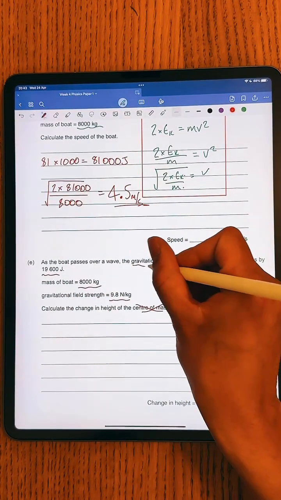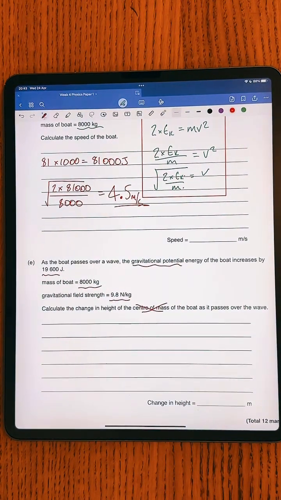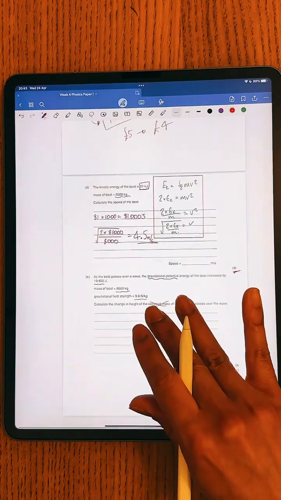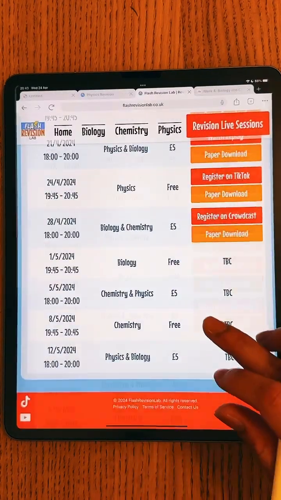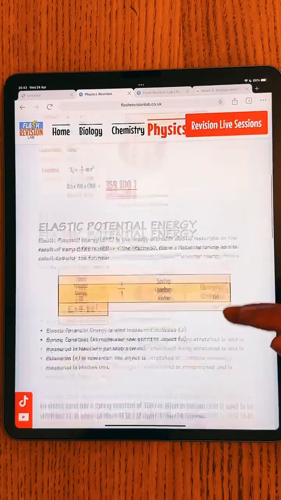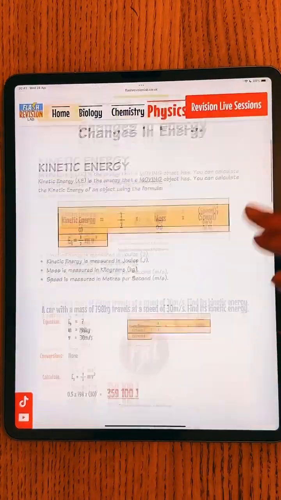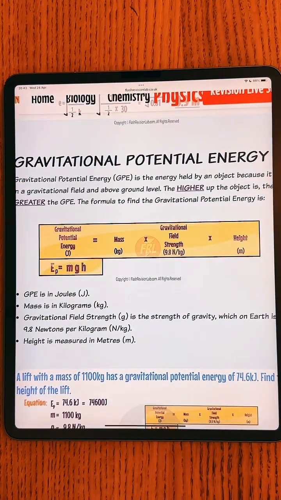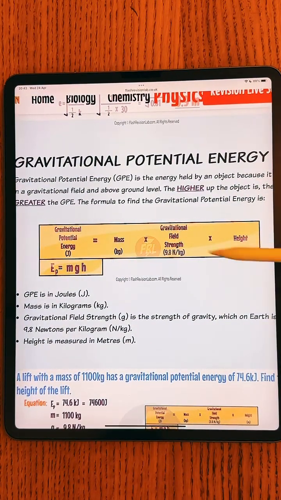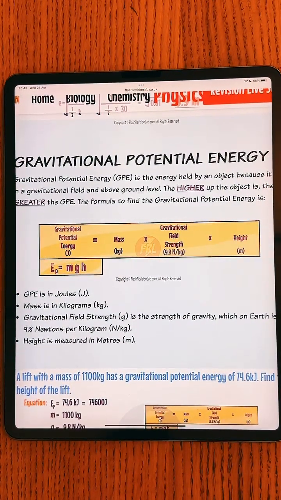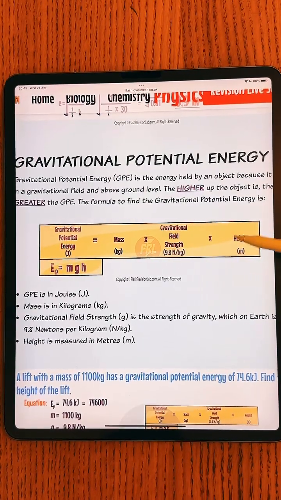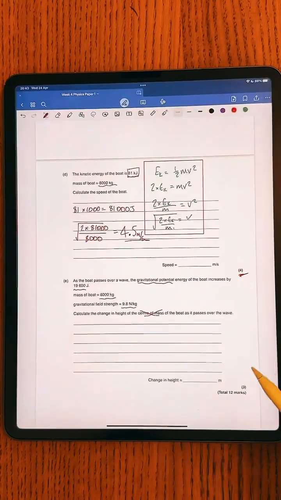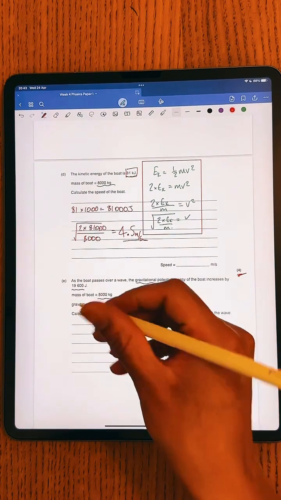So we want the equation for gravitational potential energy. What's the equation that we've got for that? Anyone know? Gravitational potential energy, let me get that up. There we go. MGH: gravitational potential energy is equal to mass times gravitational field strength times height. We want to work out height in the question. Yeah, they want you to work out height.